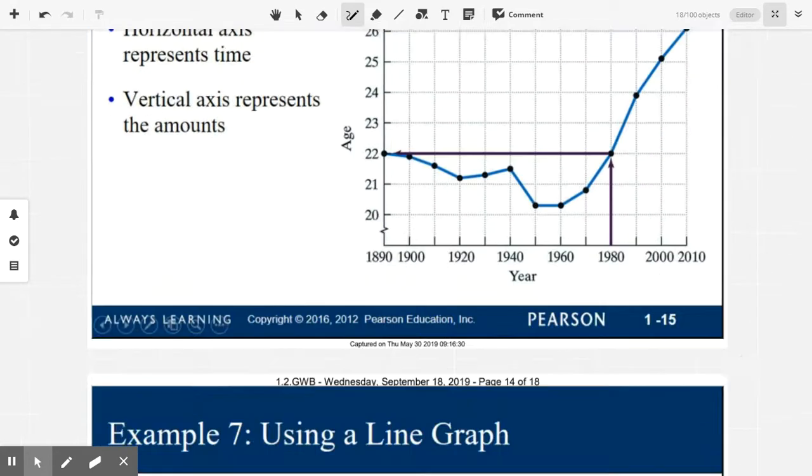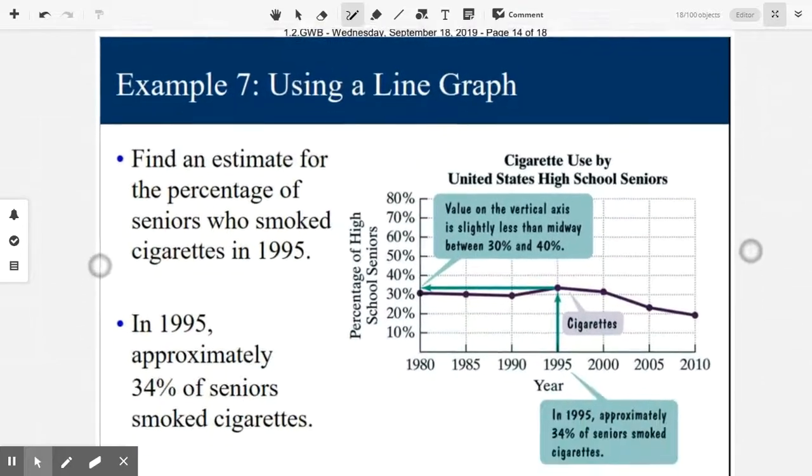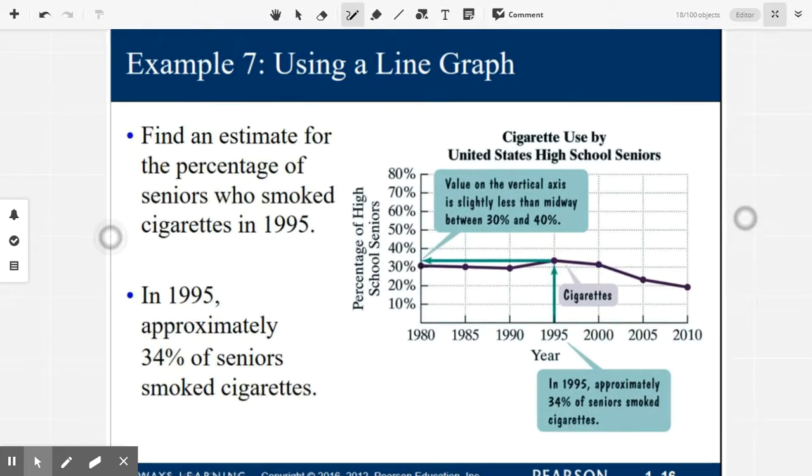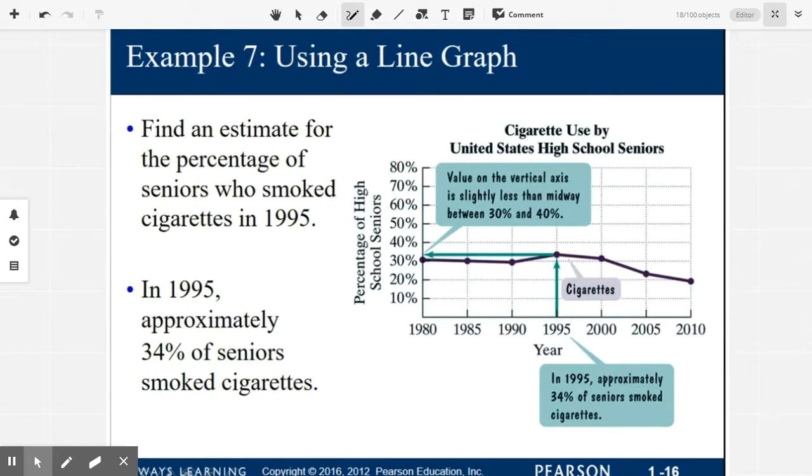Let's see what they're going to ask us to do here. Oh, different chart. Okay, so same thing. We're using a line graph. Find an estimate for the percentage of seniors who smoked cigarettes in 1995. So we're talking about high school seniors. So we're talking about people your age. If we look at the chart, year across the bottom, the percentage of high school seniors that smoked cigarettes. So this probably came out before vaping became popular. So we're not talking about vaping at all. These are actually smoking cigarettes.